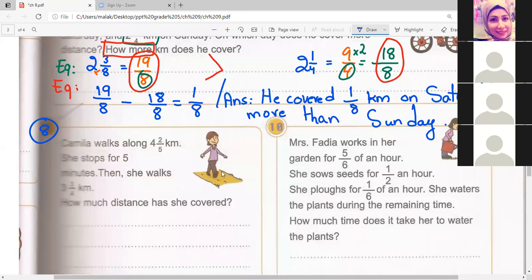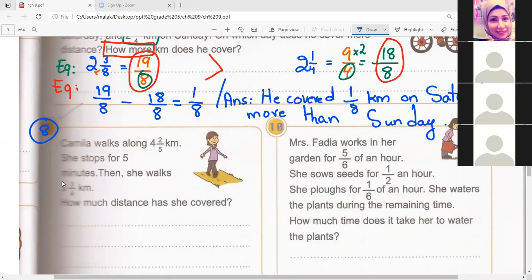Camelia walks 2 over 5 kilometers. She stops for 5 minutes. Then she walks 3 over 4 kilometers. How much distance has she covered? So you will find the total distance. How many kilometers did she cover in all?